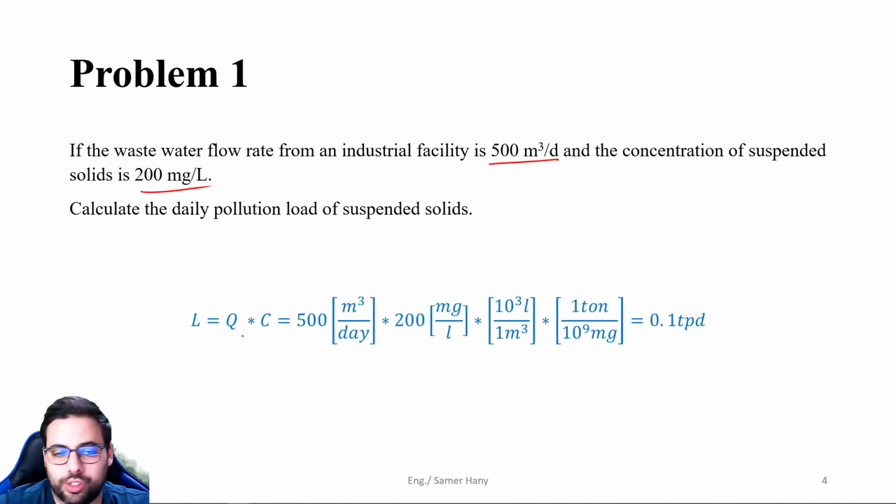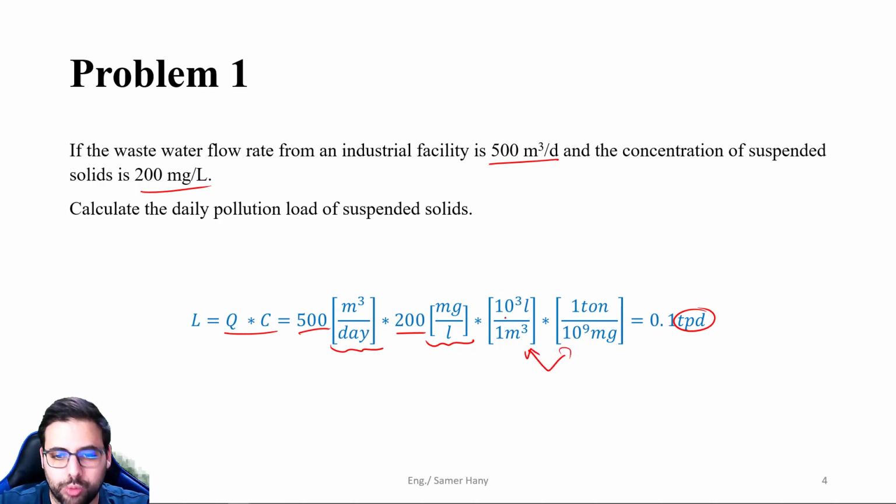So the daily load, this is just a direct substitution. It's just an exercise for this rule. So pollution load is 500, and we'll keep track of our units so that it doesn't get confusing here. The concentration is 200 milligrams per liter or ppm, and we just need to standardize our unit to be ton per day in the end. So we'll just need a couple of conversions, or two conversions to be exact.